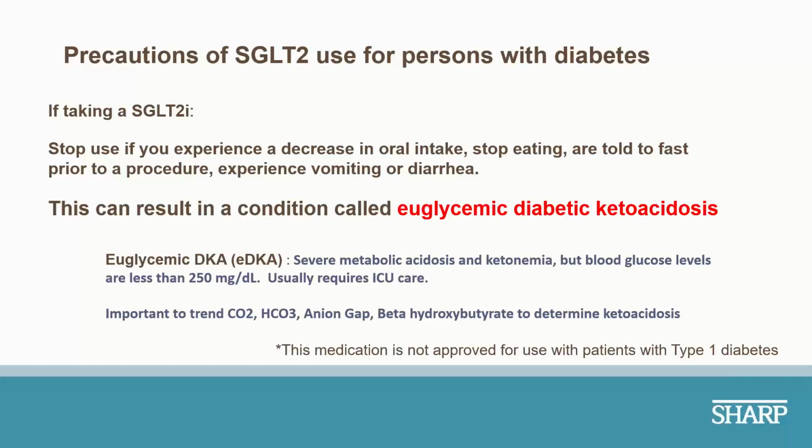So sometimes we don't catch it early on if you're not looking at what the labs are giving you in either inpatient or outpatient. This particular DKA usually does require an ICU stay, and we want to make sure that you're looking at the trending of the CO2, the bicarb, the anion gap, and the beta-hydroxybutyrate to determine ketoacidosis. In general, this medication is not approved for people with type 1 because of a lot of issues, but we're looking mainly at type 2 when we're looking at euglycemic diabetic ketoacidosis.